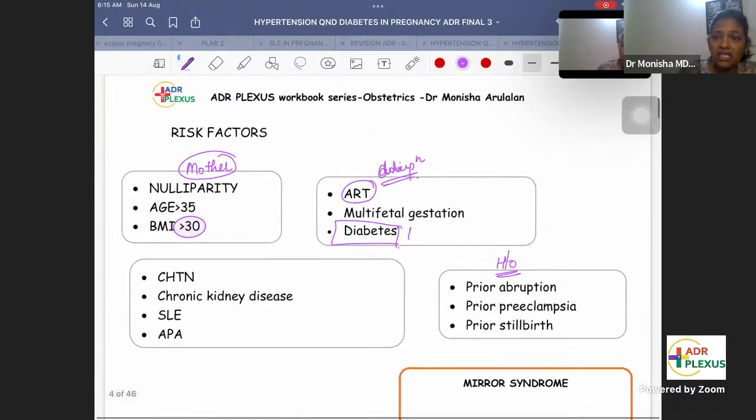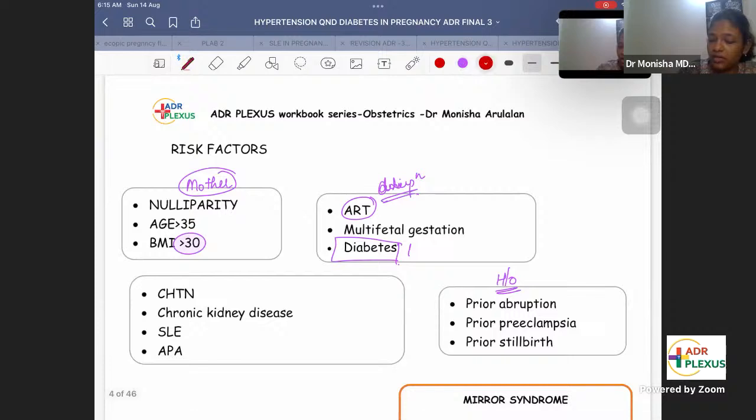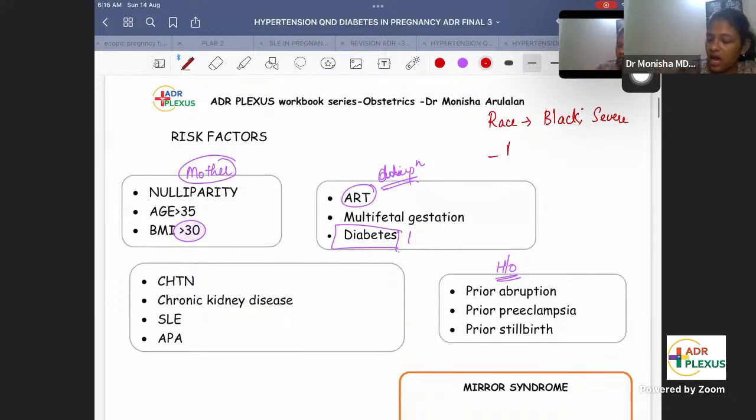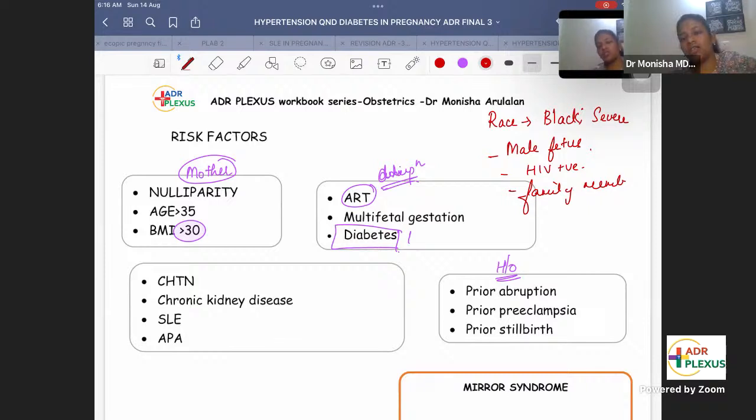Other than this, some new things have been added. One more thing is race. Black women have increased risk, and the hypertension will be more severe in this case. Male fetus and HIV positive status also carry increased risk. If a family member, for example your elder sister, had preeclampsia, the chance of the younger sister also developing it has been implicated, somewhat like a genetic action.